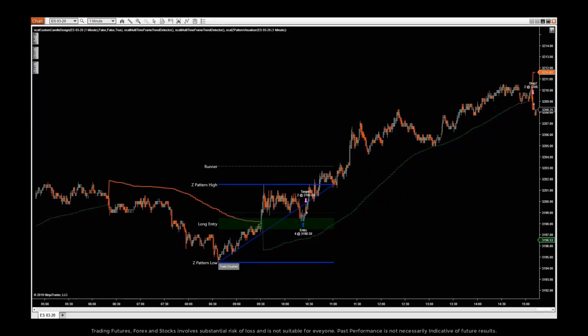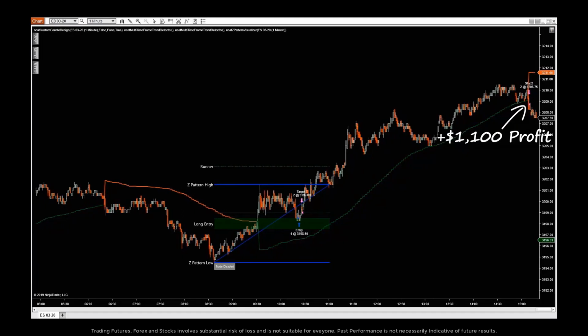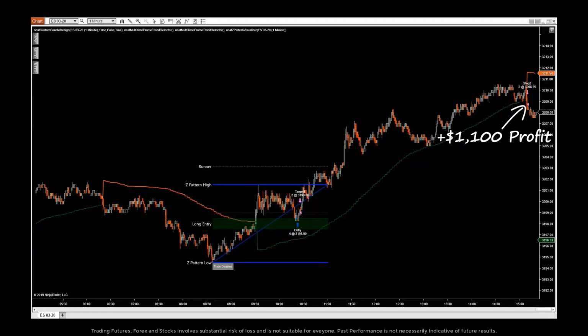Okay, at this time we got our stop filled, which means we get stopped out of the position with a profit of $1,100 in just 3.5 hours of trading. This is the power of letting the Z pattern runners do all the work for you. By giving it enough room to cash in big time, yet protecting your risk with an initial 4-tick stop and smartly moving your stop along the way like we did here for $1,100.